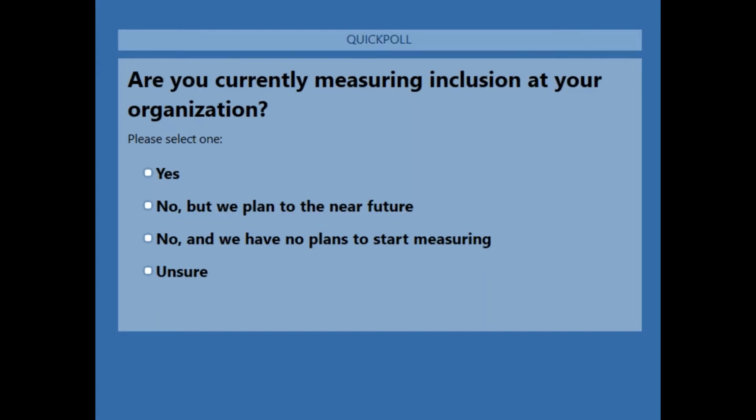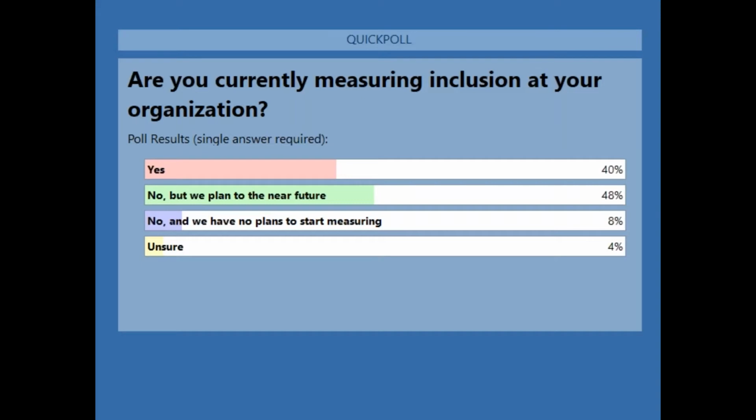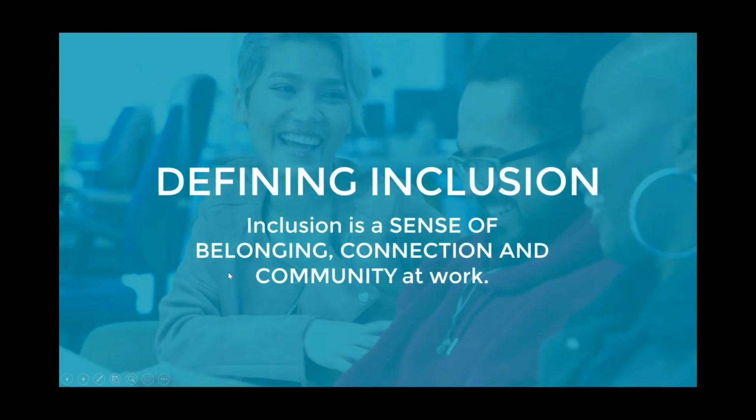Awesome. All right, so we see that about 40% of you currently are measuring inclusion. That's fantastic. We love to see that. But also almost half of you are not currently doing it but want to do it in the near future. So that's great. You're in the right place because that's what we're going to talk about. All right, so polls are closed. So let's jump into, before we talk about measuring inclusion, what we're even talking about.